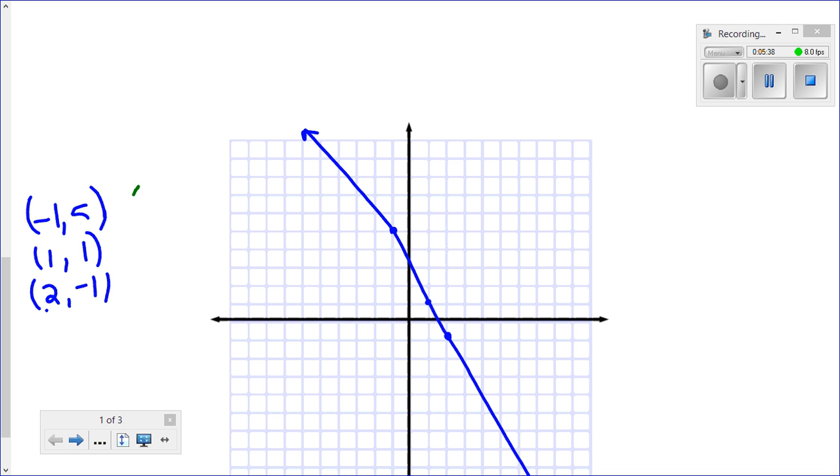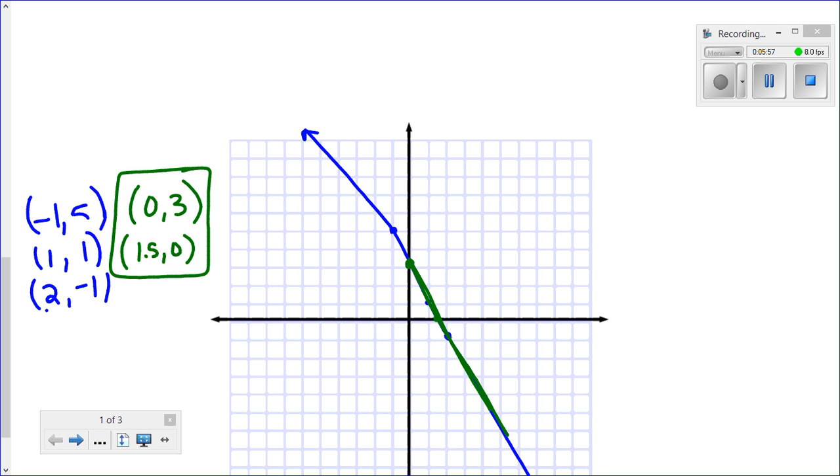So we'll put those up here in green, (0, 3) and (1.5, 0). These are our intercepts. Okay, so (0, 3) is going to be located 0, 1, 2, 3. And (1.5, 0) is going to be located there. So you can see with those 2 points, we can create a line.